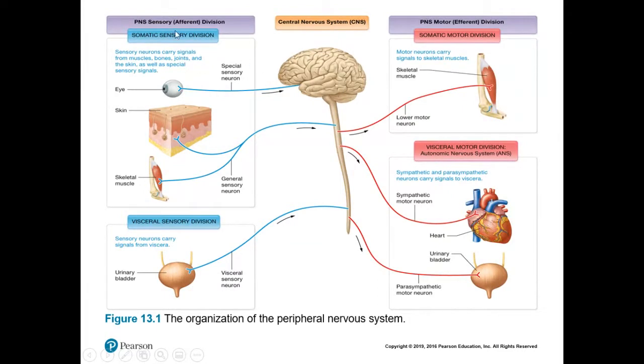So two divisions here. One is the peripheral nervous system sensory side, or sensory division. We know that as the afferent peripheral nervous system. Then we have the other one, which we talked about already. This is the motor or the efferent division of the peripheral nervous system. So again, afferent sensory, efferent motor. We talked about motor already.